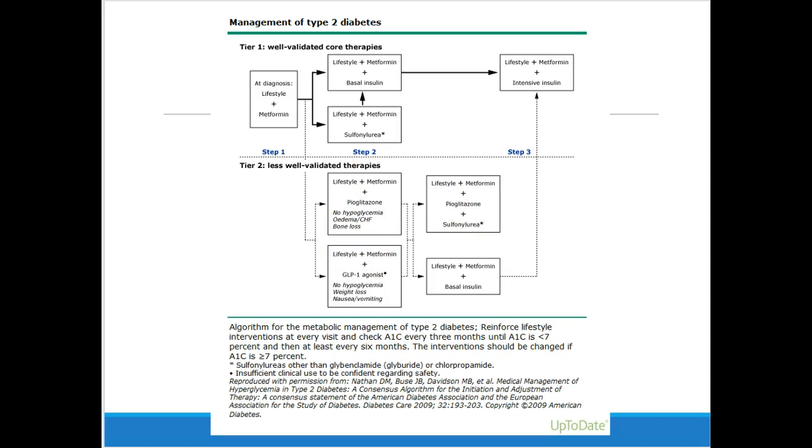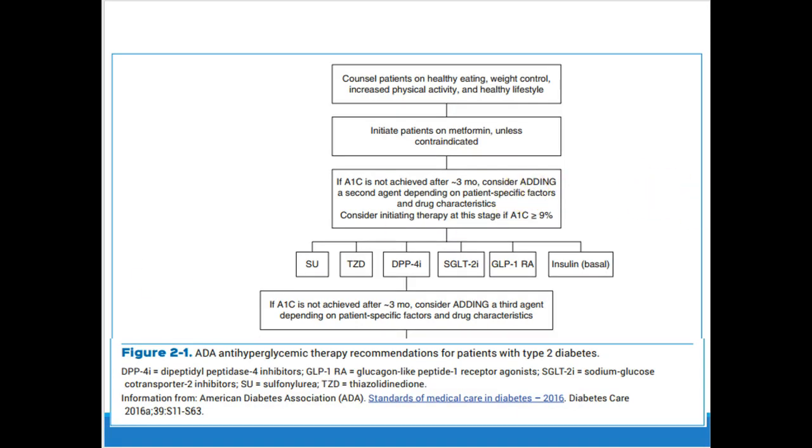The different guidelines are a little bit more specific. This is the ADA recommendations right now. You counsel patients on healthy eating and weight control, so that's your lifestyle. You initiate metformin. So here we go again with metformin. If you don't achieve your A1C goal in 3 months, consider adding a second agent depending on patient-specific factors and drug characteristics. Consider initiating dual therapy at this stage if A1C is greater than or equal to 9%.